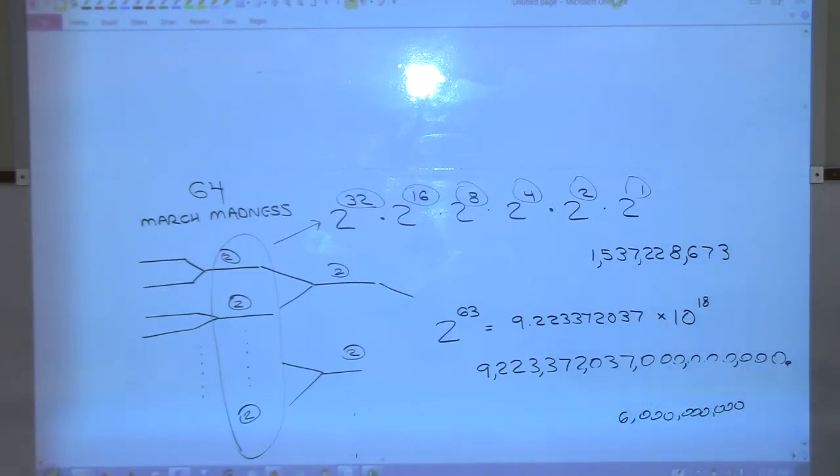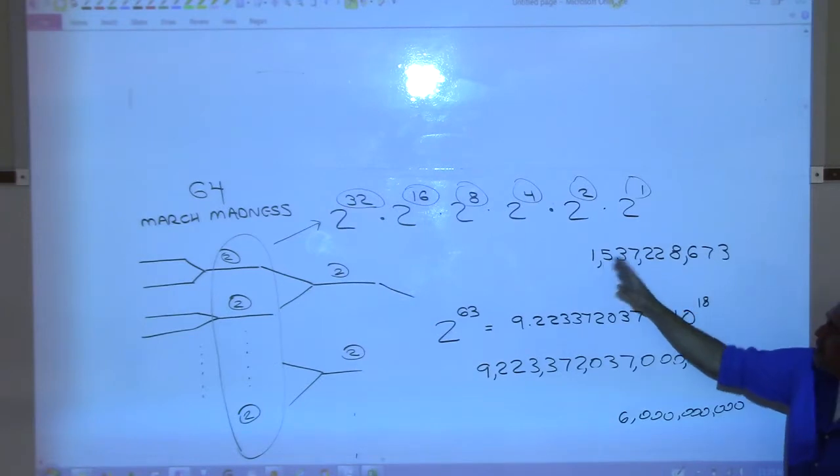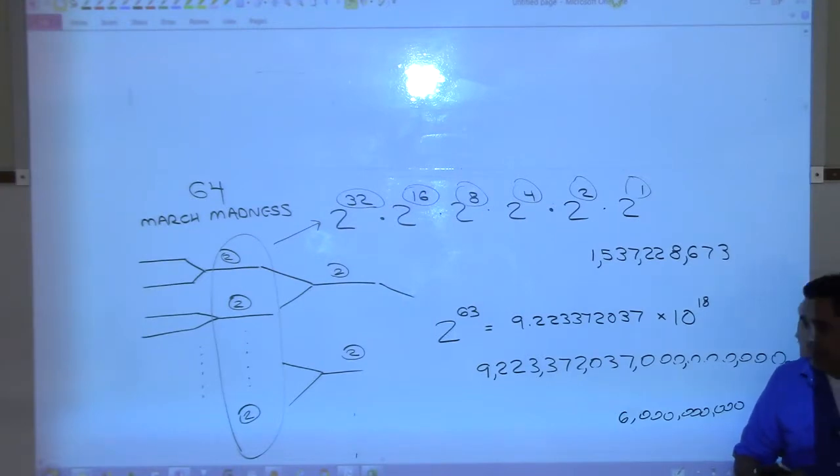Why did I divide it by 6 billion? What do you think I'm getting at here? If every person on the planet filled out brackets, we would each need to fill out this many differently. So I would have to come up with what is this? This is about 1.5 billion. I would have to fill out 1.5 billion brackets, all of them different.